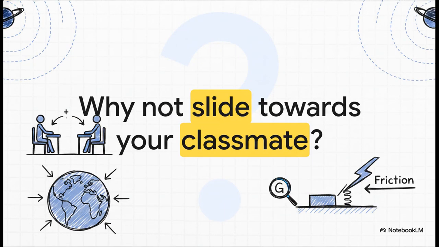So, as we wrap up this explainer, I want to leave you with something to really think about. If Newton's law is correct and every single object in the universe attracts every other object, that means you are currently attracting the desk right in front of you. You're even attracting your classmates sitting at the next desk. So, why aren't you and your classmates physically sliding across the floor towards each other right now? Think about the massive size of the Earth compared to you, that incredibly tiny value of G we just looked at, and the friction on the ground. I'll let you ponder that one.